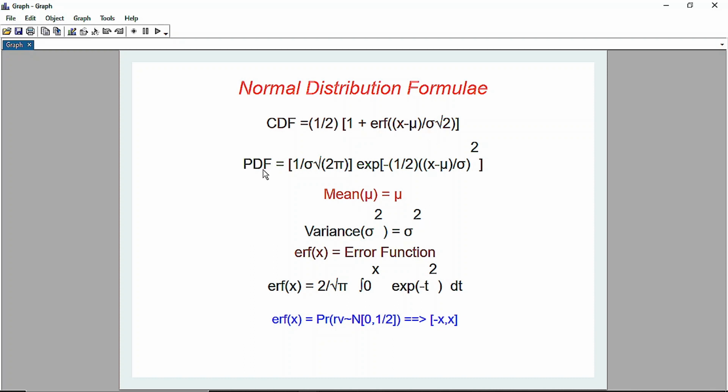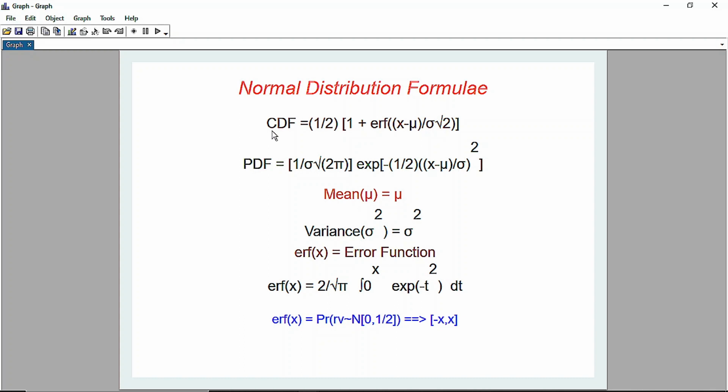We calculate the PDF of the normal distribution using this formula: 1 by sigma times the square root of 2 pi, and Euler's number e to the power minus 1 by 2 times x minus mu divided by sigma, squared. This x minus mu divided by sigma is called the z score: x minus the location parameter divided by the scale parameter.